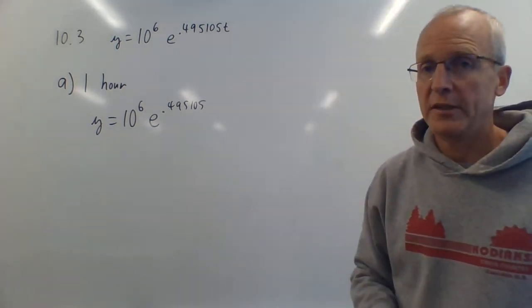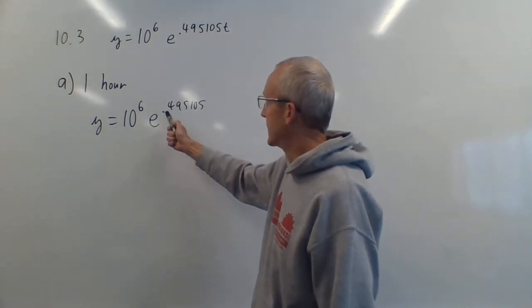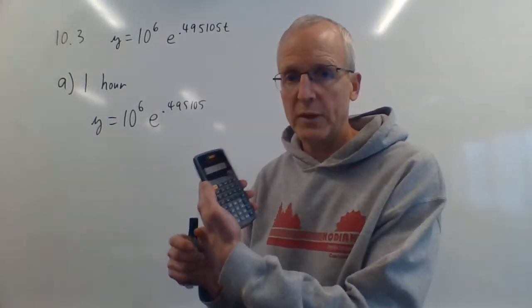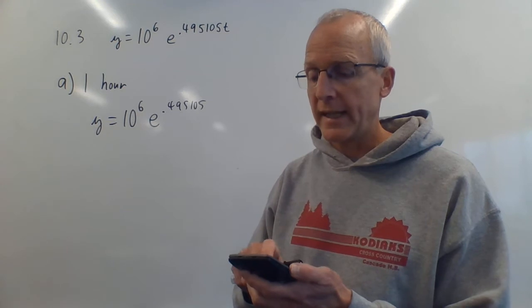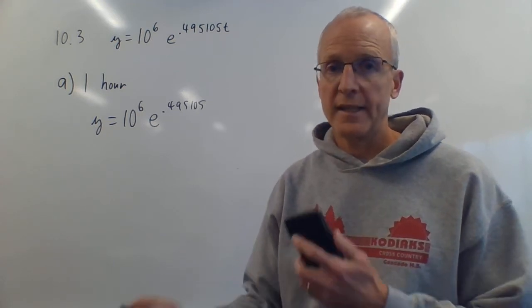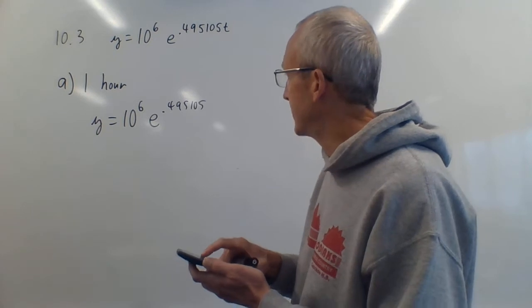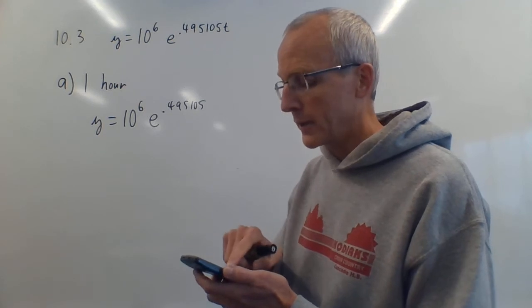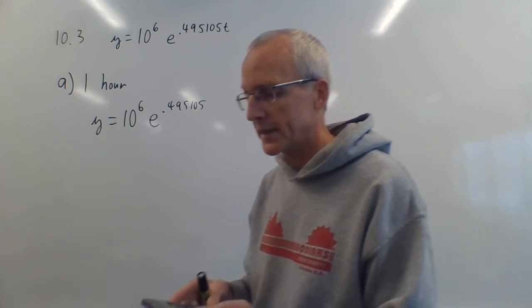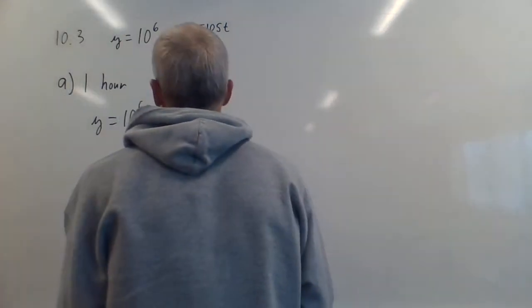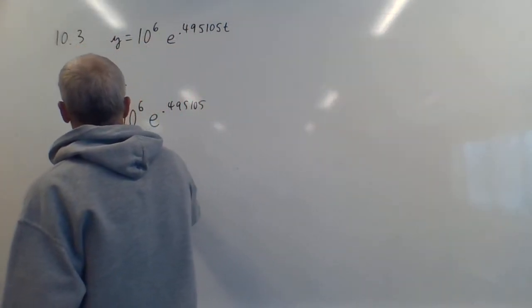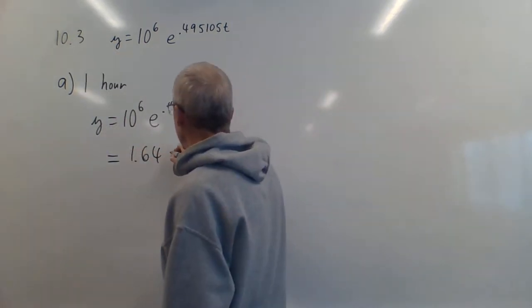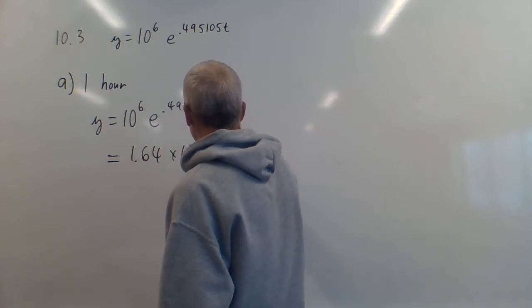So the trick here is knowing how to use your calculator to plug in e to some power. All calculators are different. The one I like to use, this one here, has an e to the x button, which is the second function of ln, of the natural log, because they are inverse functions. So I plug in this number, 0.495105, and I go second e to the x, and it's 1.64. So that is 1.64 times 10 to the 6th. So it's 1.64, that's this part, and then times 1,000,000. So times 10 to the 6 cells. That's how many cells there's going to be.